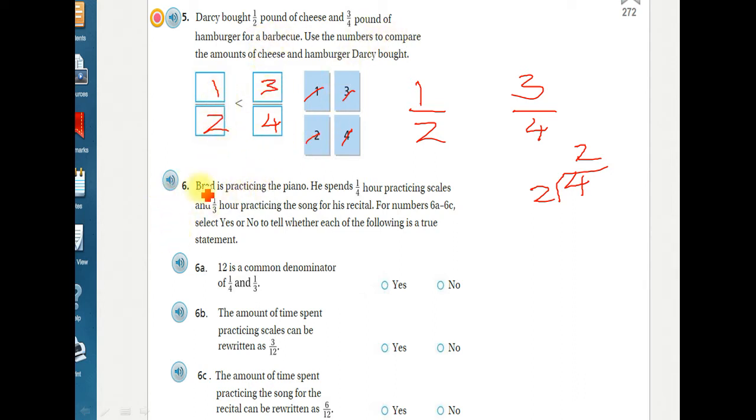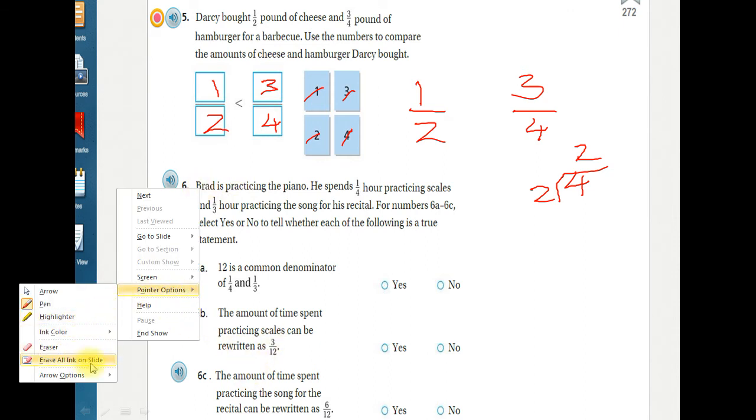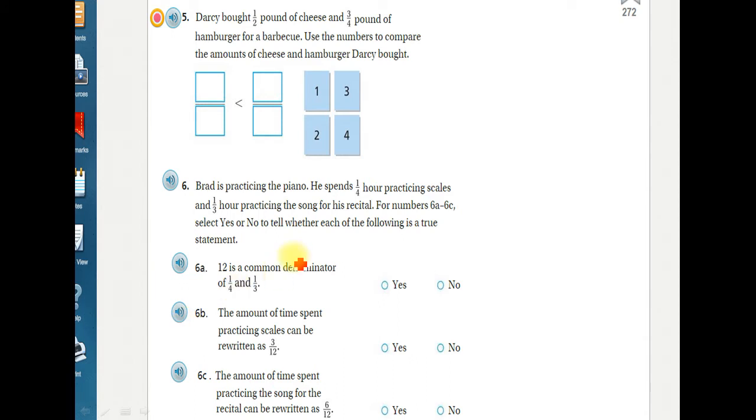All right, let me delete that. Again, if you need to go back, just rewind the video if you need any of my marks. Okay, number 6. Brad is practicing the piano. He spends 1/4 of an hour practicing scales, 1/3 of an hour practicing the song, and now for numbers 6A through 6C, so there's going to be 3 parts. Select yes or no to tell whether each of the following is a true statement.